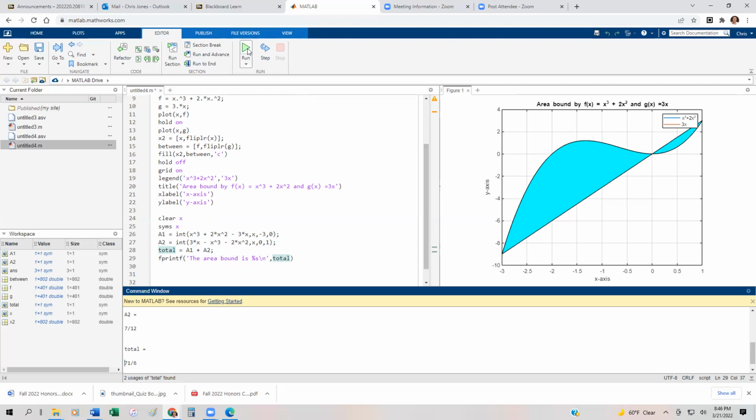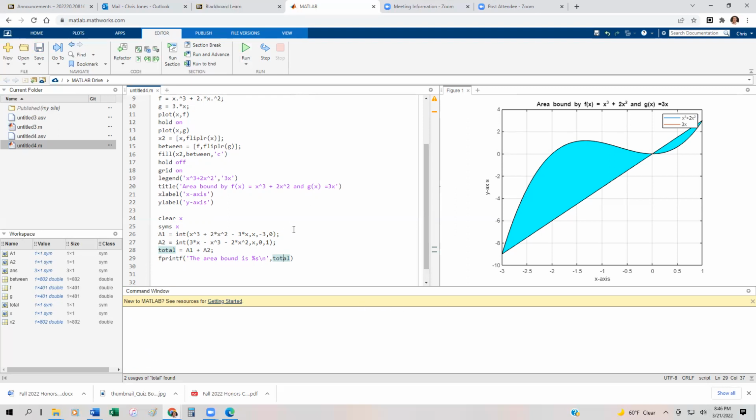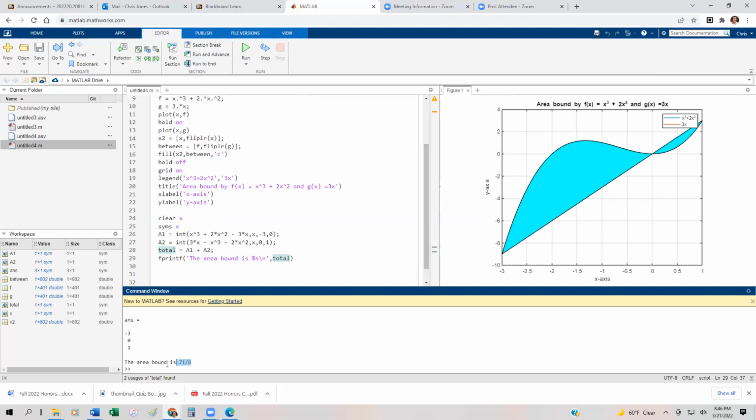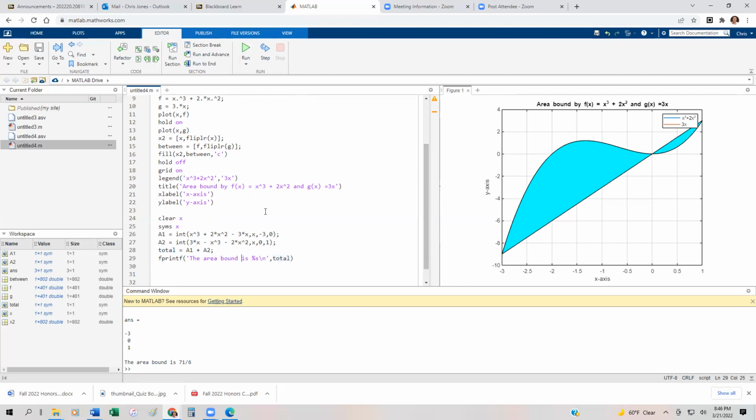Let's go ahead and do that. And then I'll show you what happens if I decide to change the data type. So there it is. The area bound is 71/6. We could say the area bound for problem 1 if we really wanted to.